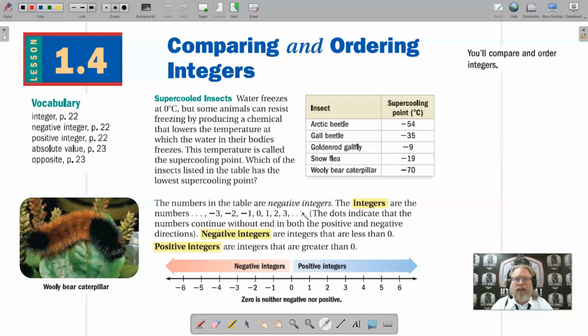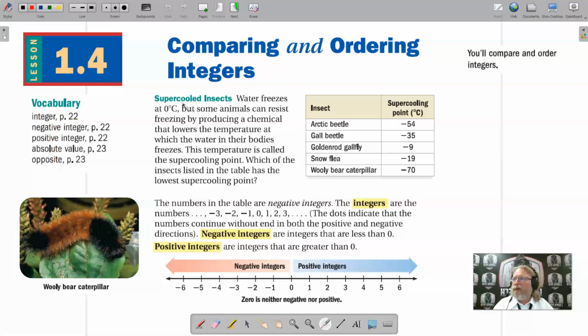Hello, this video is for textbook lesson 1-4. That's chapter 1, lesson 4. It is titled Comparing and Ordering Integers, where our objective is to compare and order integers. The vocabulary for this lesson is integer, negative integer, positive integer, absolute value, and opposite.